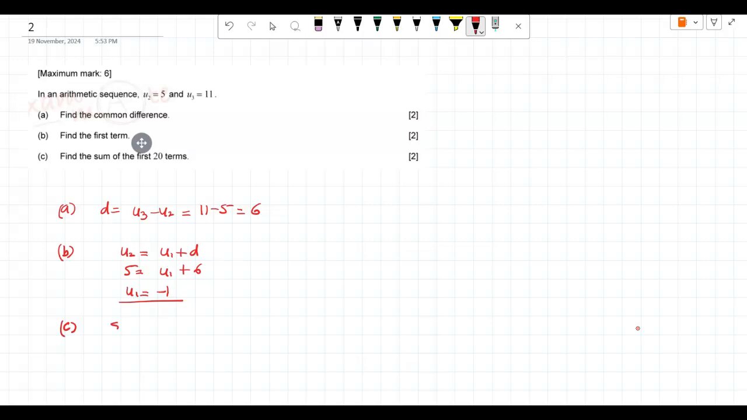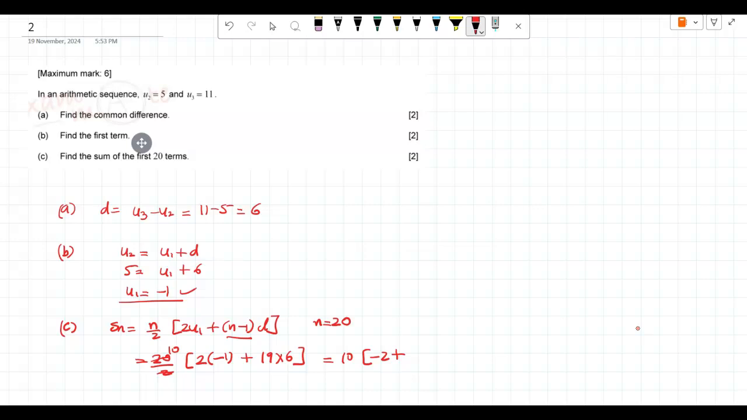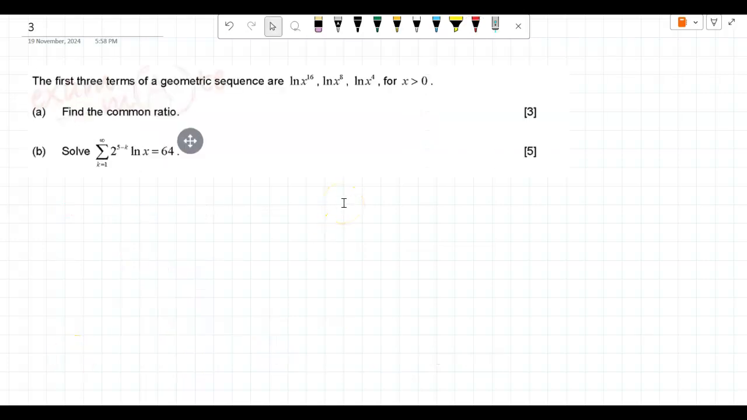Sum of n terms, so Sn, the sum of the first 20 terms, is n over 2 times 2u1 plus (n minus 1) times d. So n is 20, so 20 over 2 times (2 times the first term we got as minus 1, plus 19, correct? 20 minus 1 is 19) times d, which is 6. So this is 10 times (minus 2 plus 114), correct? Yes? 1120.